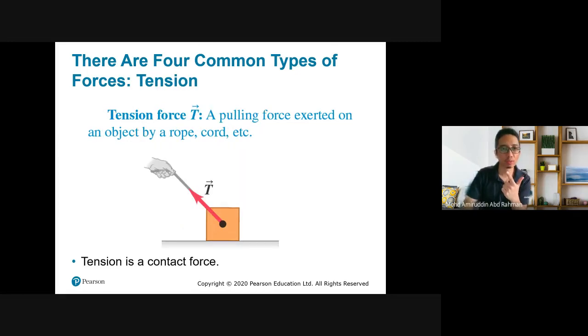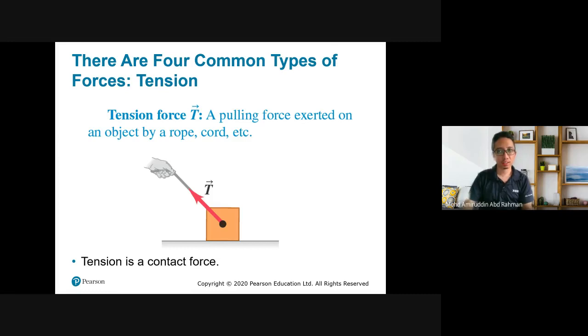And then we also have a tension force. Tension is the pulling force exerted on an object by a rope. So that means we have an external object that pulls the object. The tension is also a contact force. So we already have normal force, friction force, and also tension force.